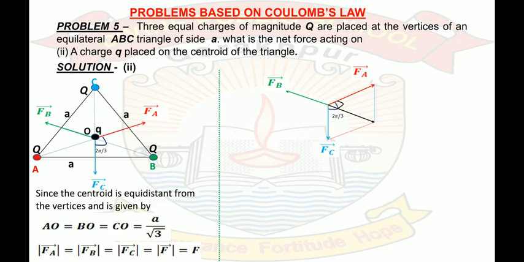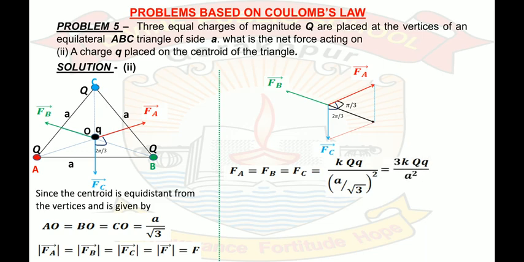And what will be its value? Let us see. Now we have the magnitude of Fa, magnitude of Fb, magnitude of Fc equal to kqQ upon a upon under root 3 whole square. If we solve it, we are going to have 3kqQ upon a square, let it be F.